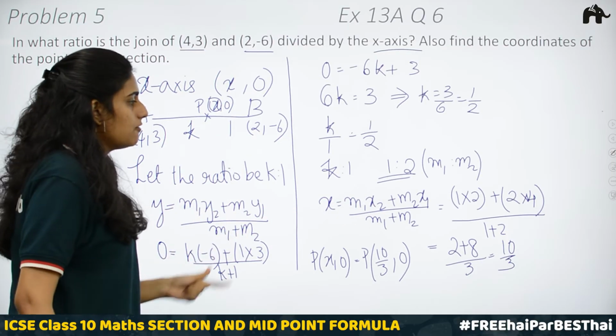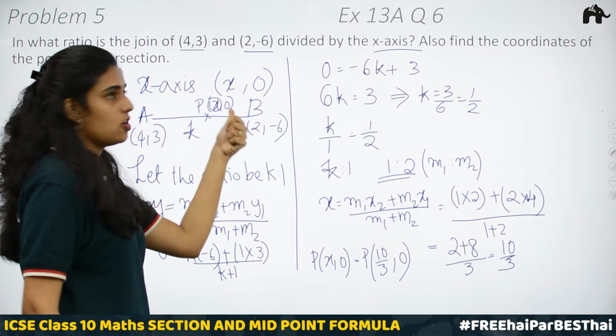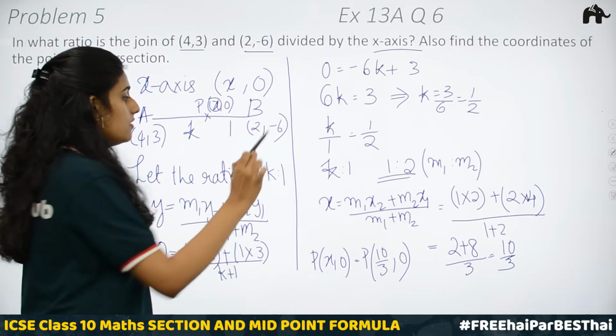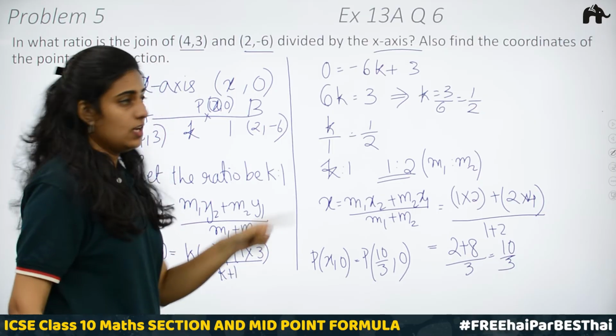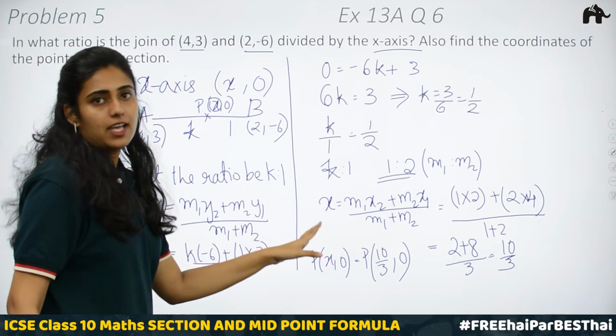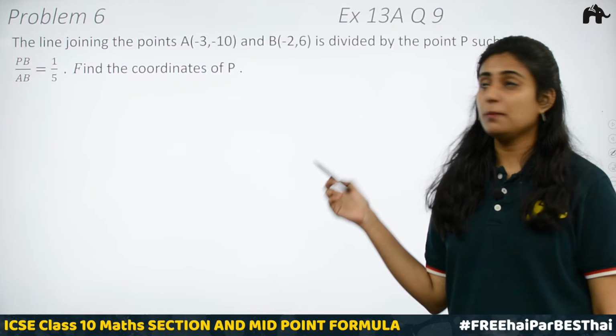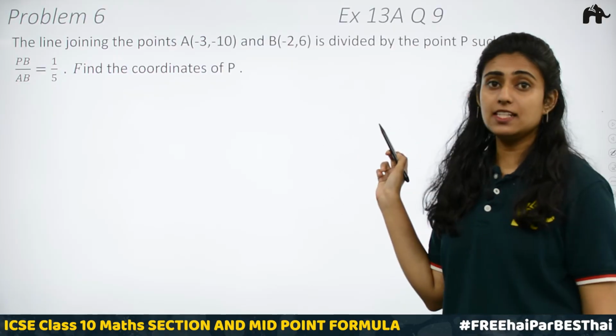Okay. First, we are finding the value of k using the y coordinate, which is equal to 0. After finding k, we can get the ratio. Once we get the ratio, we can find the x coordinate. Problem number 6, question 9 of exercise 13a.